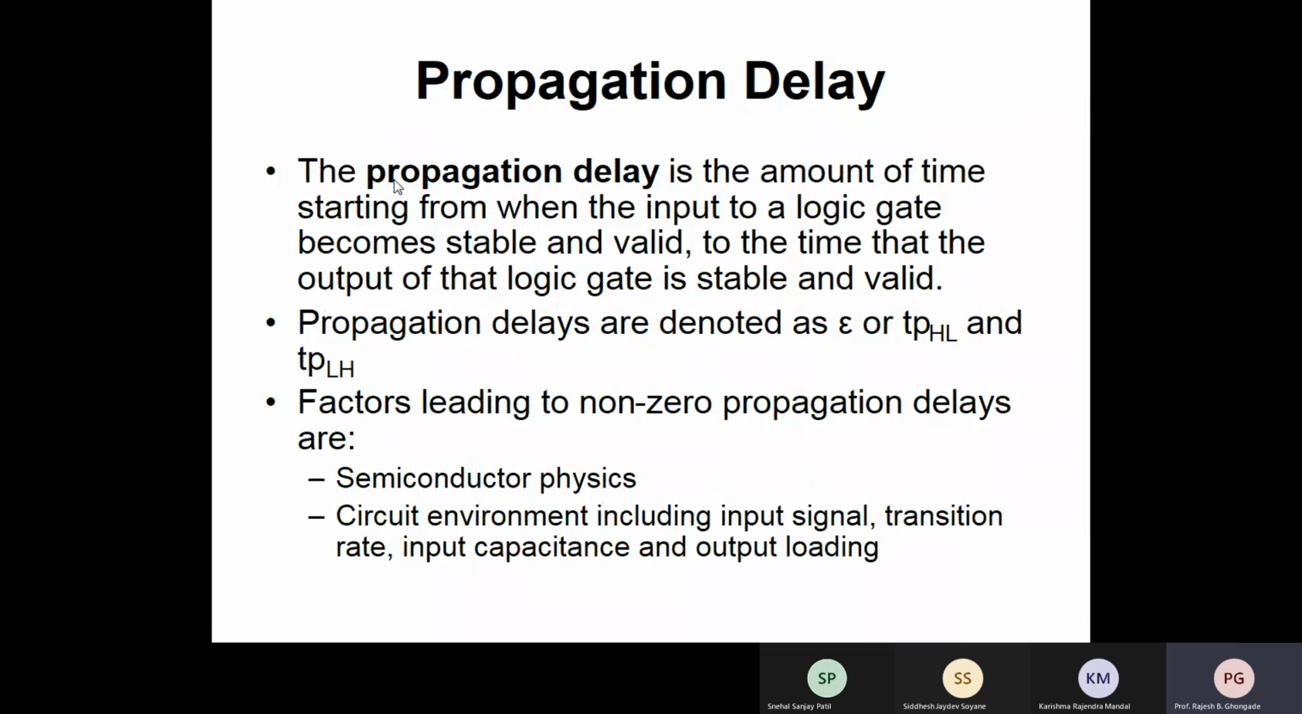All right. Next is the propagation delay. It is the amount of time starting from when the input to a logic gate becomes stable and valid.